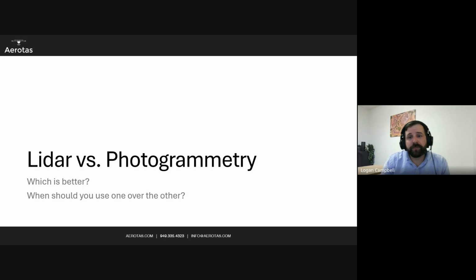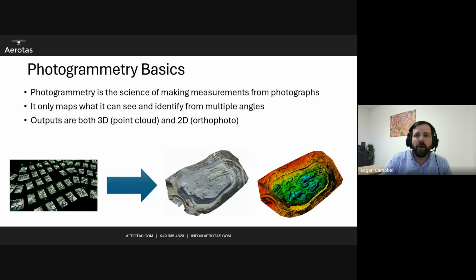So you buy a drone. Let's get out from hardware and talk about LiDAR versus photogrammetry. We already dove into the LiDAR basics quite a bit. So now let's talk about some photogrammetry basics so we can compare from a first principles perspective which is actually better, LiDAR or photogrammetry, and when you can and should use one or the other.